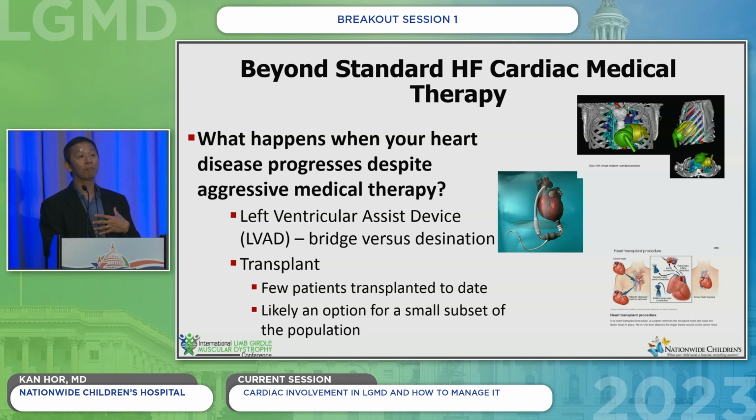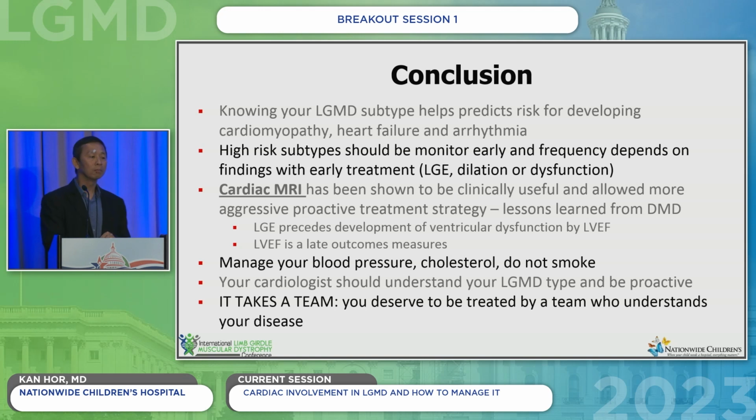These can be what we call destination therapy, meaning that's what you're going to be on, or a bridge to transplant. Transplant is hard because there's not a lot of organs, and you also have to be healthy in your pulmonary as well as your other systems to be able to receive that. So it's likely a limited option for a small group of patients. So in conclusion, I think knowing your LGMD subtype really helps predict your risk and allows earlier proactive treatment of your cardiomyopathy, heart failure, and arrhythmia.